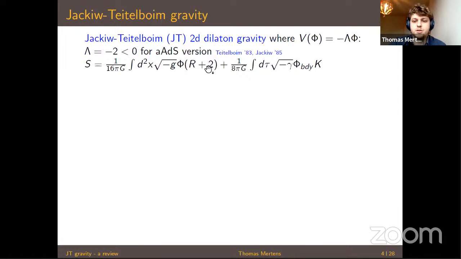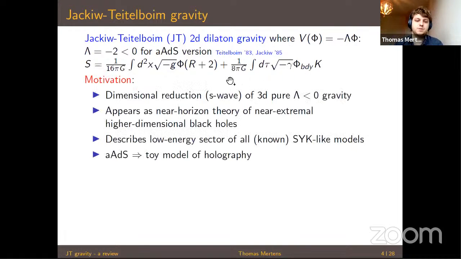So phi times (R plus 2). So the dilaton potential has been introduced here, the linear dilaton potential. And then a Gibbons-Hawking boundary term, which I've written very explicitly here for the asymptotic AdS boundary. Now, there are several motivations for studying this particular model of dilaton gravity. So let me briefly mention these. One of these is that you get this precise model as a dimensional reduction, so the spherically symmetric dimensional reduction from 3D pure gravity. A second motivation is that this model appears quite universally as the near horizon theory of near extremal higher dimensional black holes. So there's a universality argument here.